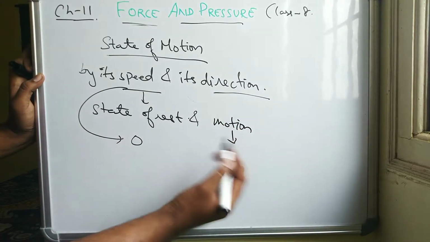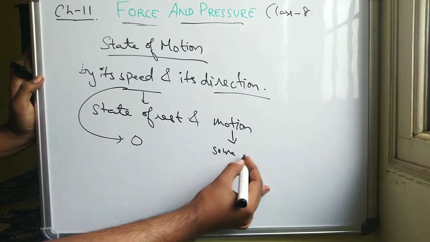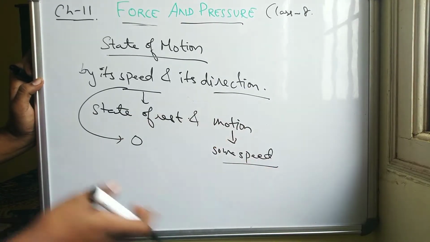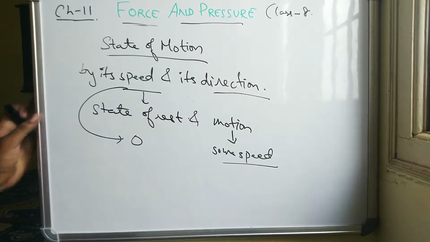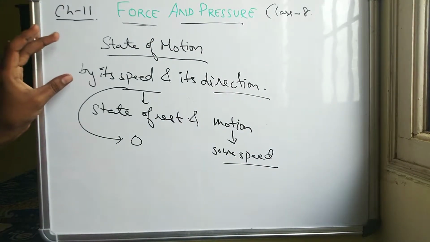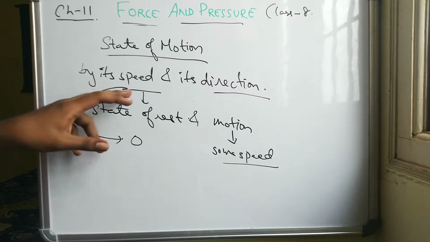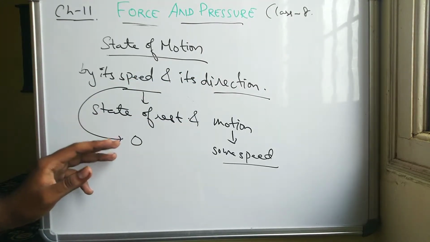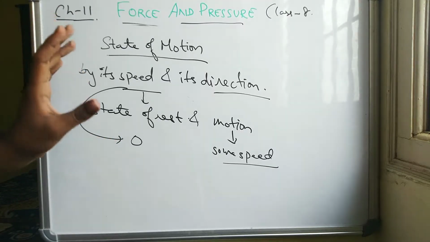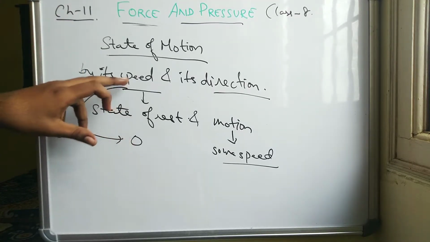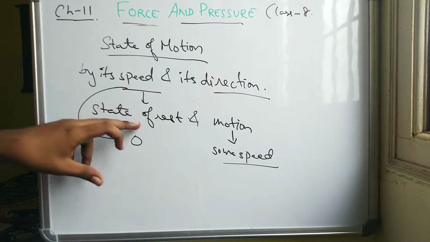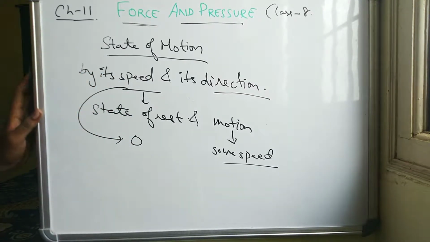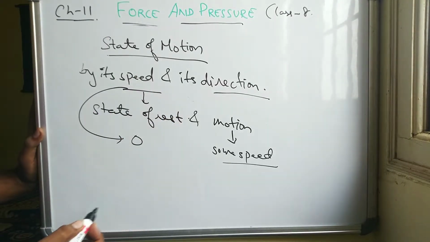Motion means some speed will be there, and direction will also be there because it is moving towards some direction. So the state of motion is described by speed and its direction. The state of rest is also considered a state of motion, with zero speed. State of rest means speed will be zero.